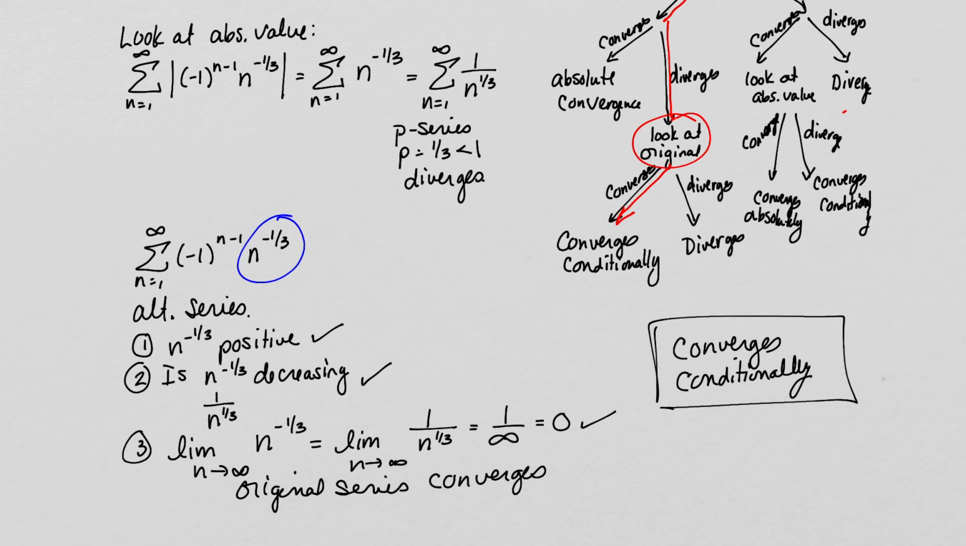Yep, it's an alternating series because you have -1. In this case, you have to the n minus 1. But it doesn't matter. As long as you have -1 to a power where that power allows you to go back and forth between positive and negative, then it's an alternating series.